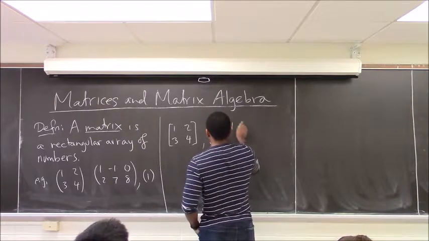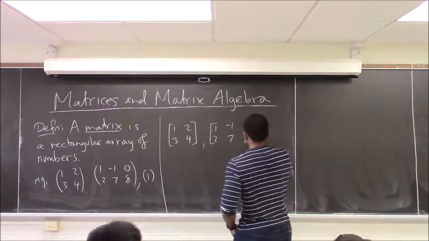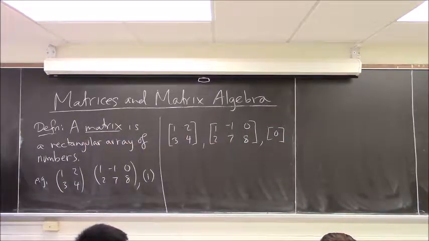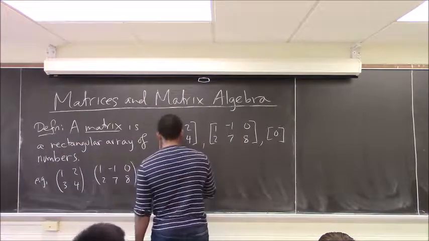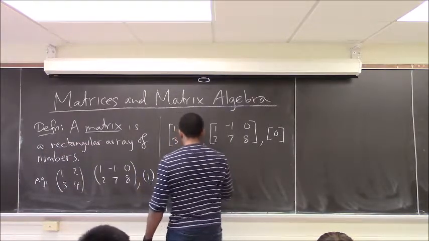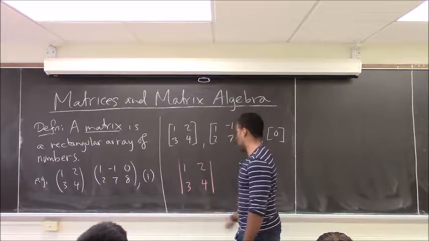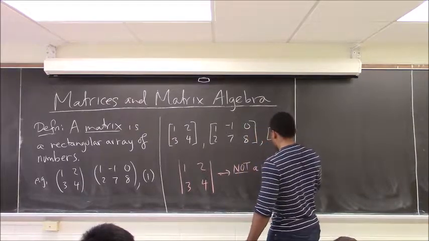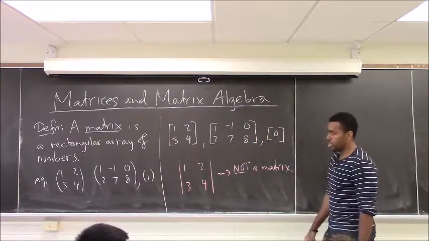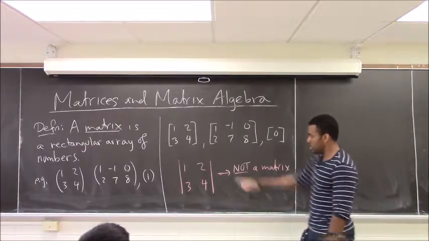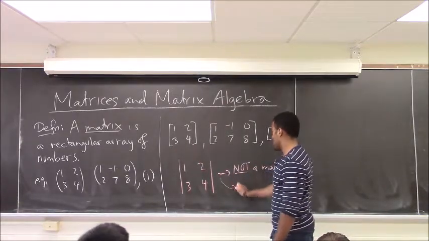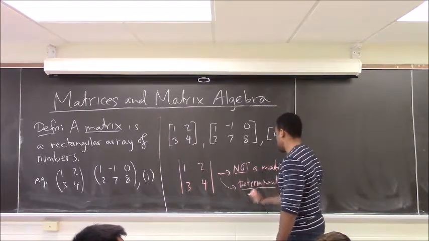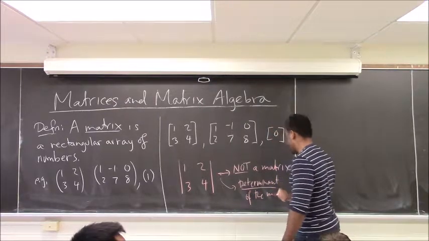So you can write this, or you can write that. However, one thing you do want to make sure that you never write is straight line bars. This, with straight lines on each side, is not a matrix. So you include them in parentheses or brackets, not straight line bars. When you put straight line bars, it actually means something else. It means determinant. The determinant of the matrix.